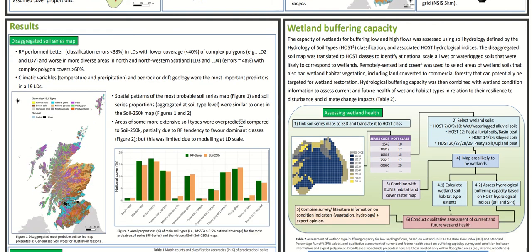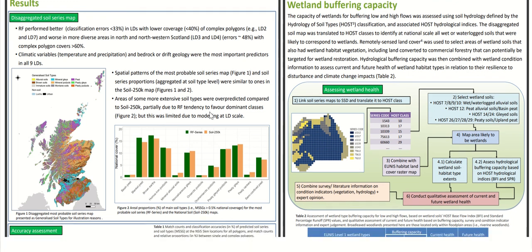The results of this process showed that the random forest algorithm performed better in areas that were less spatially diverse, with a lower coverage of complex polygons. Climatic variables and geology were the most important predictors, and the spatial patterns of the most probable soil series map shown here were quite similar to those of the Soil 250K map, despite some small differences in proportions of certain soil series present here at a soil type level.